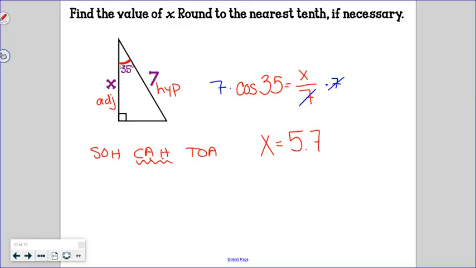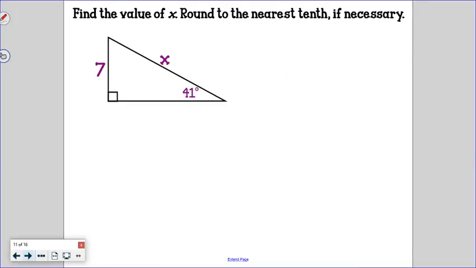Okay. That's your one example where the variable is in the top of the fraction. You multiply by the bottom of the fraction. All right, let's move on to our next one.